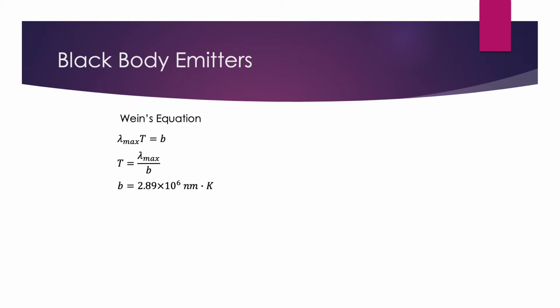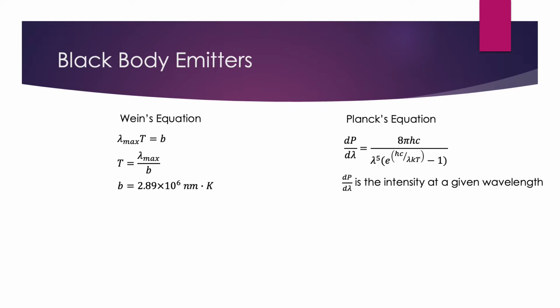From classical physics, we have Wien's equation, which uses Wien's proportionality constant, B, to relate the temperature of the blackbody to the wavelength of maximum intensity. This approximation works well in the visible spectrum, but at very low wavelengths in the UV region, the temperature approaches infinity, which is not actually what happens. This problem was dubbed the ultraviolet catastrophe.